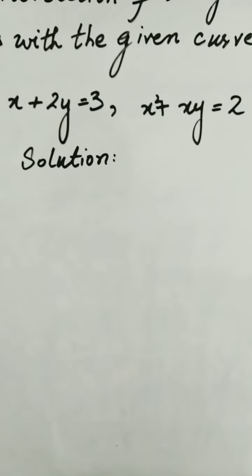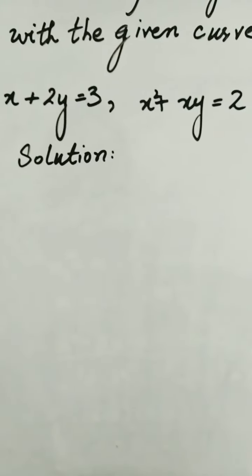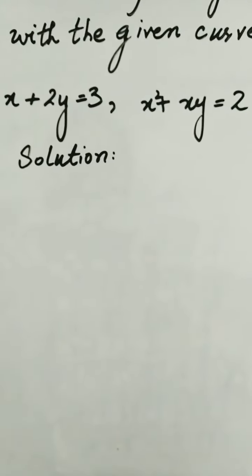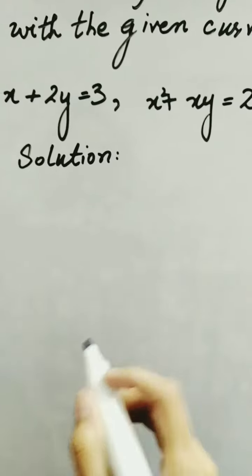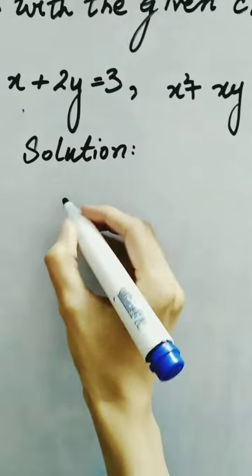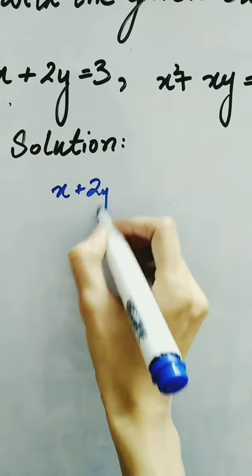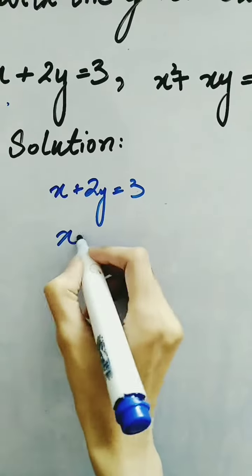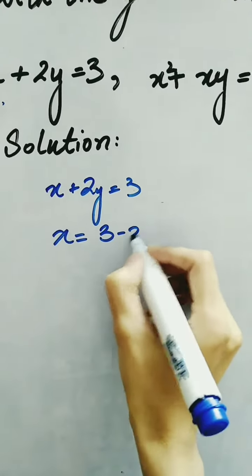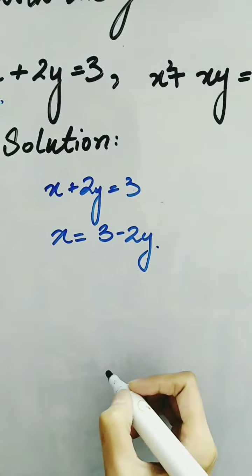Here we have another pair of a straight line and curve, which is x plus 2y is equals to 3 and x square plus xy is equals to 2. First, we will find out the value of x from this equation, which will come out as x is equals to 3 minus 2y. We simply shift this 2y on the other side.